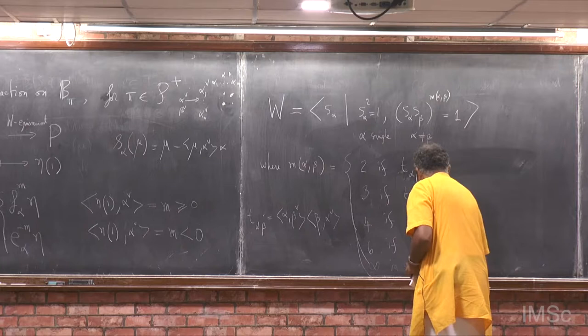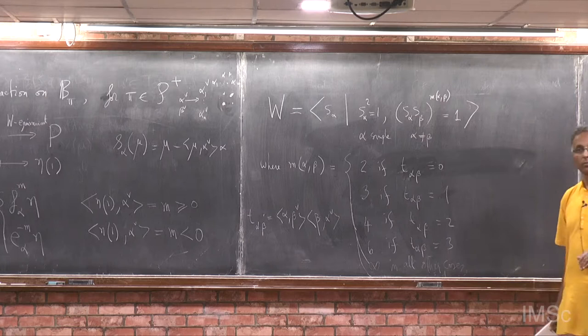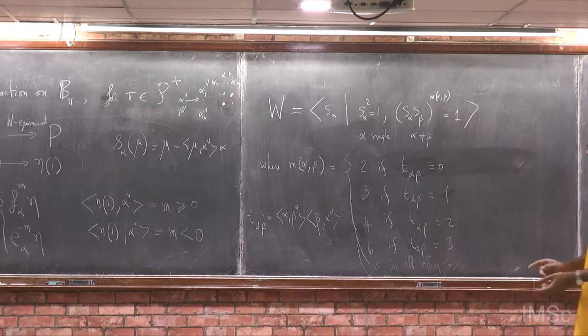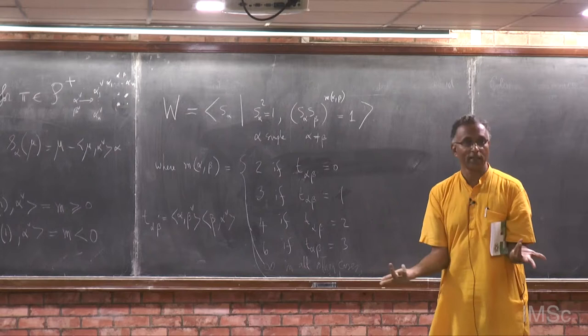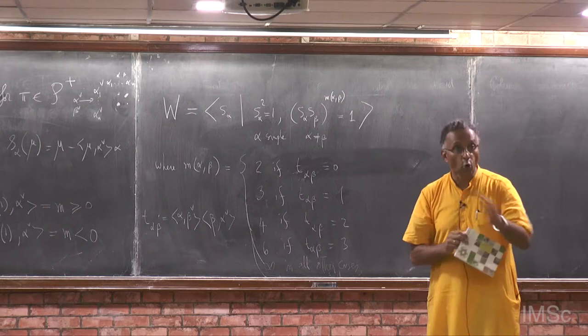Okay. So in all other cases the value is infinity, meaning this doesn't exist. There is no relation. Now let's see what we have to do. We have to show that my S alpha tilde and S beta tilde satisfy this relation whenever it exists. If it doesn't exist, then there is nothing to do. Assuming it exists, I must show that it holds.